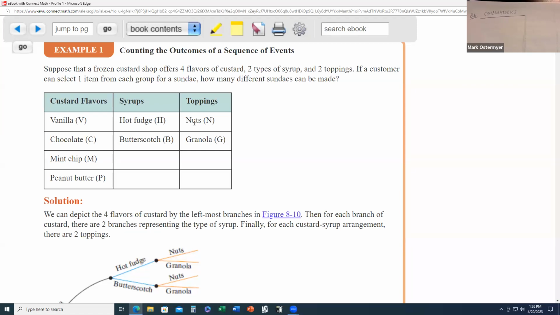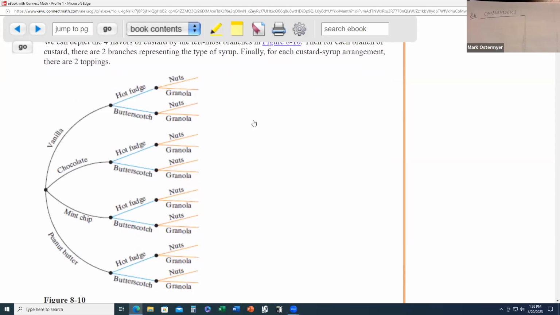How many different sundaes can be constructed if we're able to choose only one type of custard, one type of syrup, and one topping? Well, to enumerate all the possibilities, we can use a tree. This tree grows from left to right, the root of which is down here. You have 4 main branches emanating from the root, the type of custard: vanilla, chocolate, mint chip, and peanut butter. From each of those main branches, 2 more branches emanate: the type of syrup, hot fudge or butterscotch. And from each of those smaller branches, 2 smaller branches emerge: the type of topping, nuts or granola.